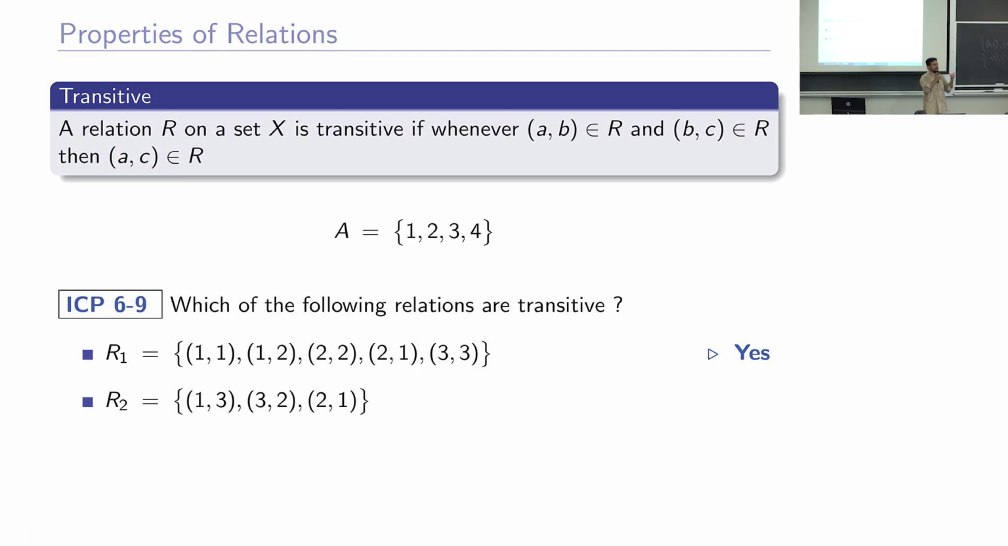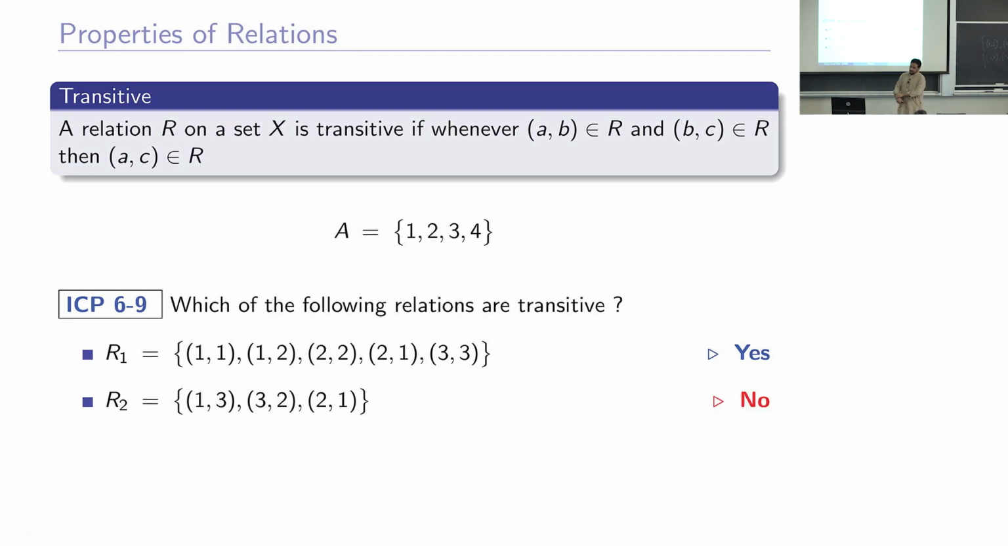So I have to check AB and CD. I also have to check CD and AB, right? I have to check if the last coordinate of the first and the first coordinate of the second are equal, then there will be some restriction on them. It will require some third ordered pair to be present in the set.